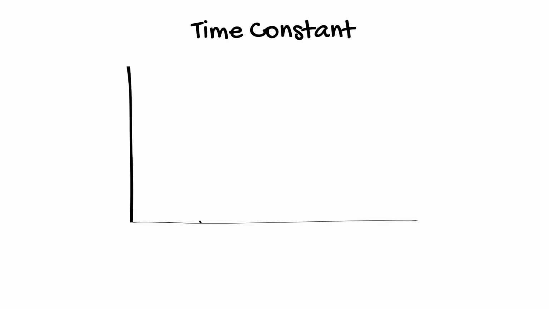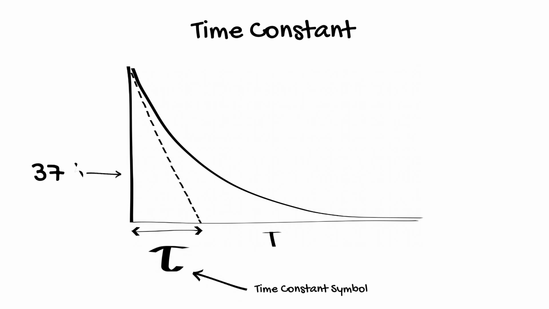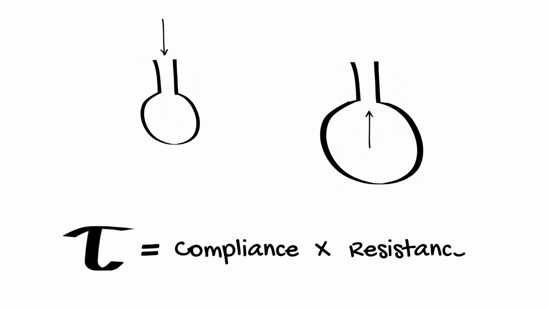The definition of a time constant is the time taken for a negative exponential function to reach zero if the initial rate were to continue. It can also be described as the time taken for an exponentially declining function to reduce to 37% of its initial value. From a respiratory physiology point of view, time constants describe the time it takes for gas to move in and out of alveoli. The two variables that determine this are the compliance and the resistance.